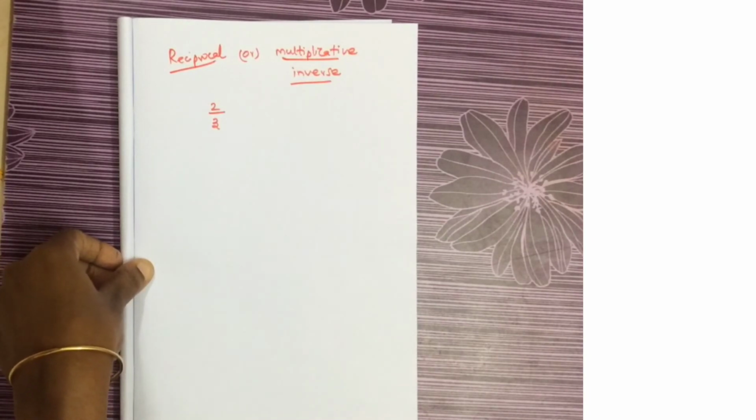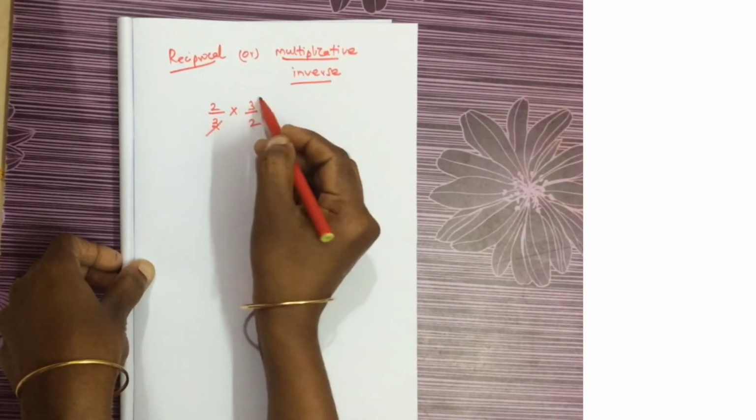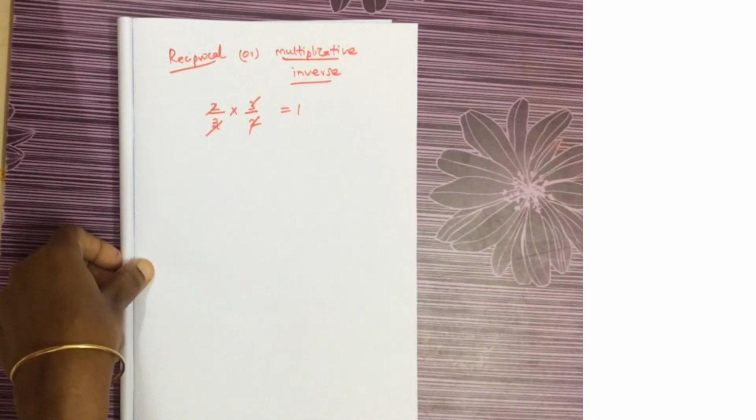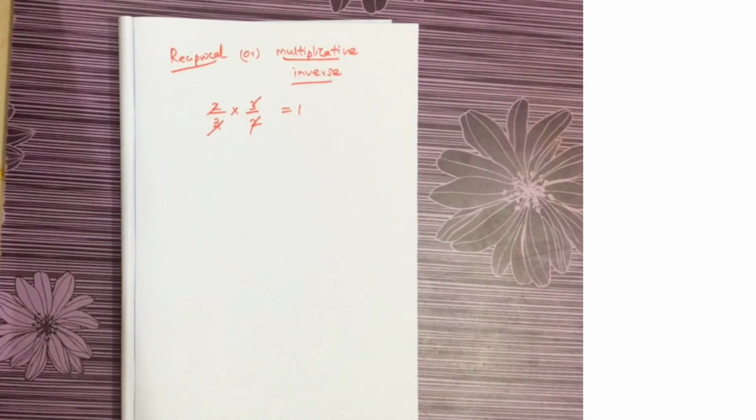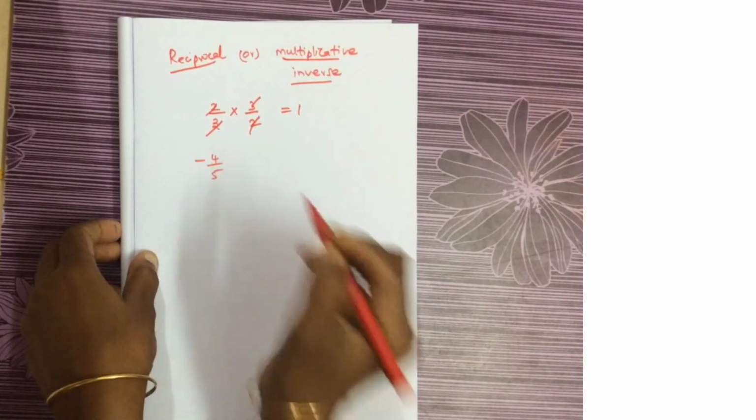When you multiply a number with its reciprocal, what is this reciprocal? You have to just make an inverse: numerator to denominator, denominator as numerator. Multiplied by 3 by 2. This will get cancelled and this will get cancelled. You will get a 1 here. This is called reciprocal.